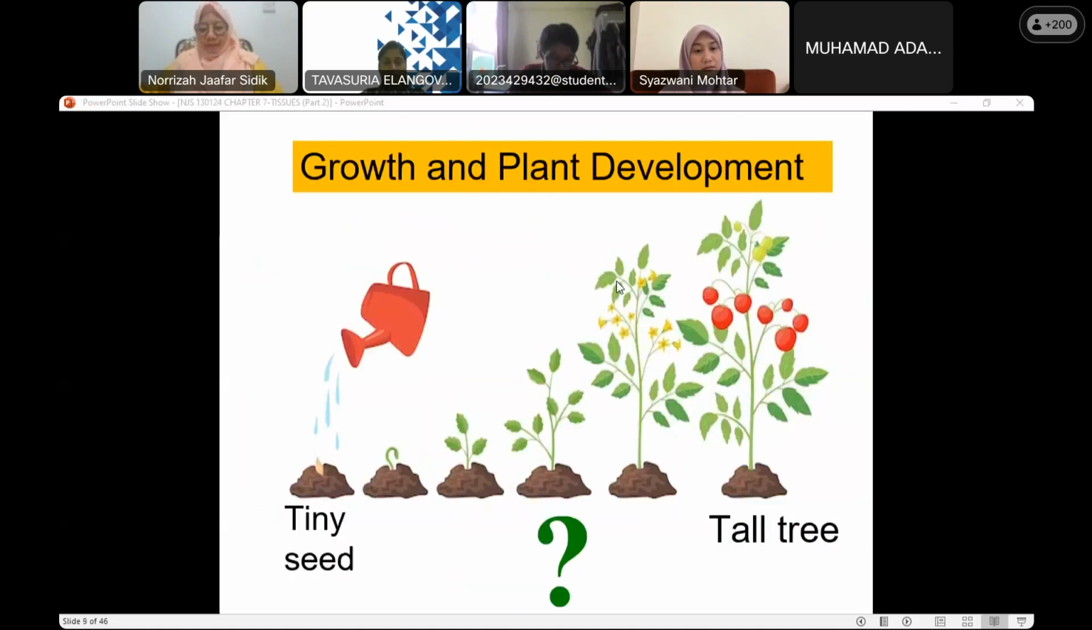So before I go into detail with the permanent tissues later on, I just want to show you this diagram. If you look at the diagram here, you can see tiny seeds. From these tiny seeds, it will grow to seedlings and then young shoots and what we call mature trees. So tall trees here, right?